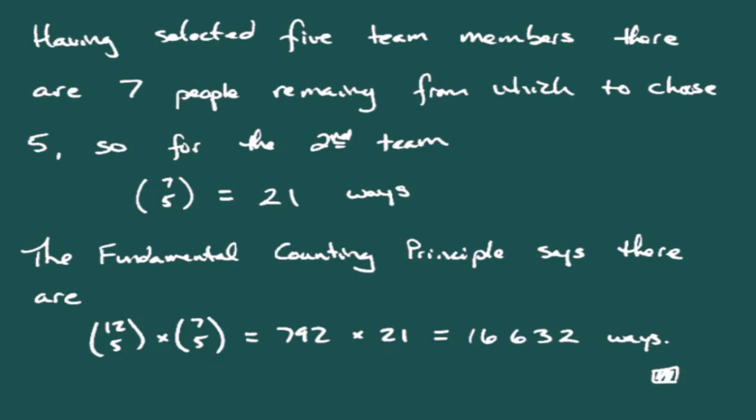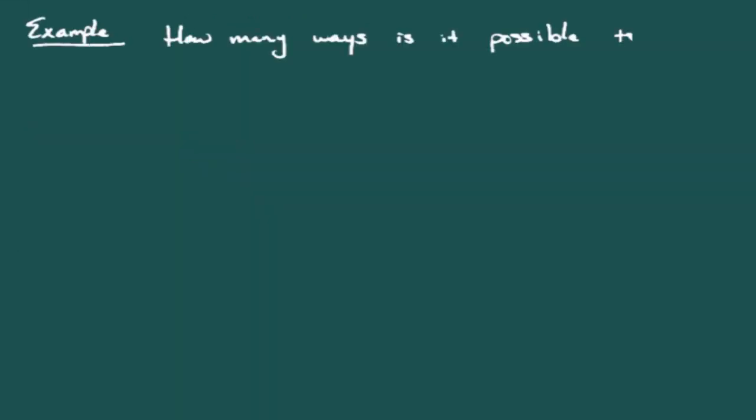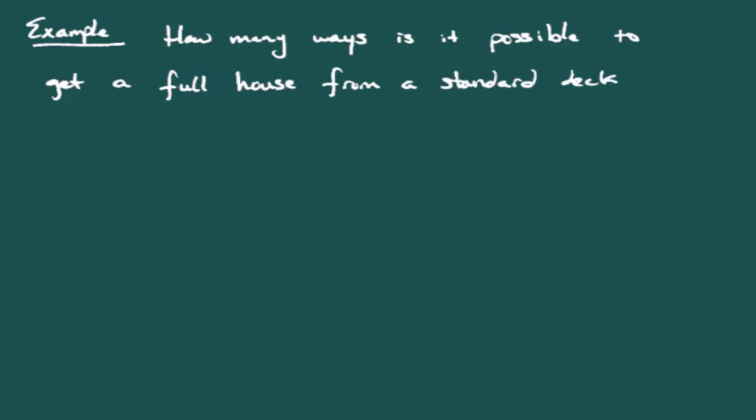Another example might be, how many ways is it going to be possible to get a full house from a standard deck of 52 cards? Now, what exactly is a full house? Well, a full house is where we have 2 of one rank of a card and 3 of another rank of a card.